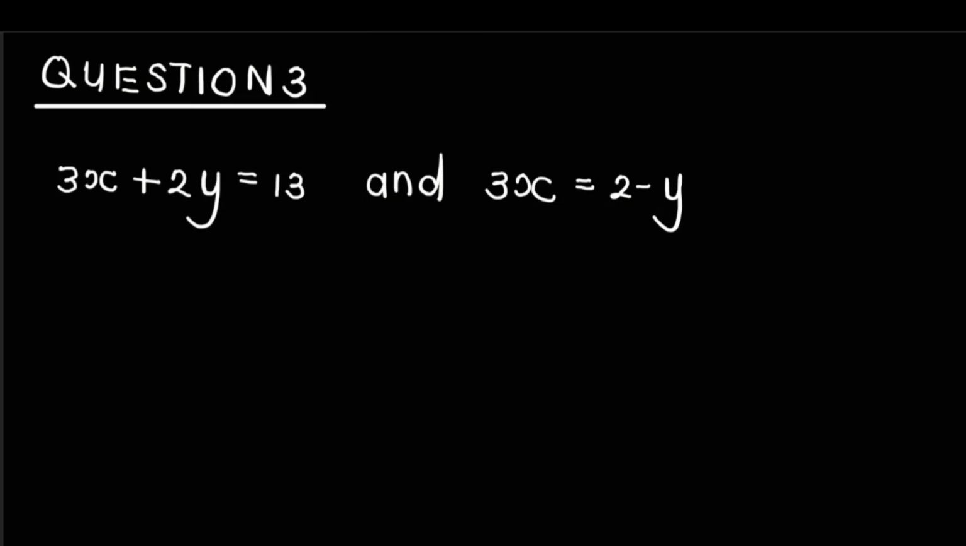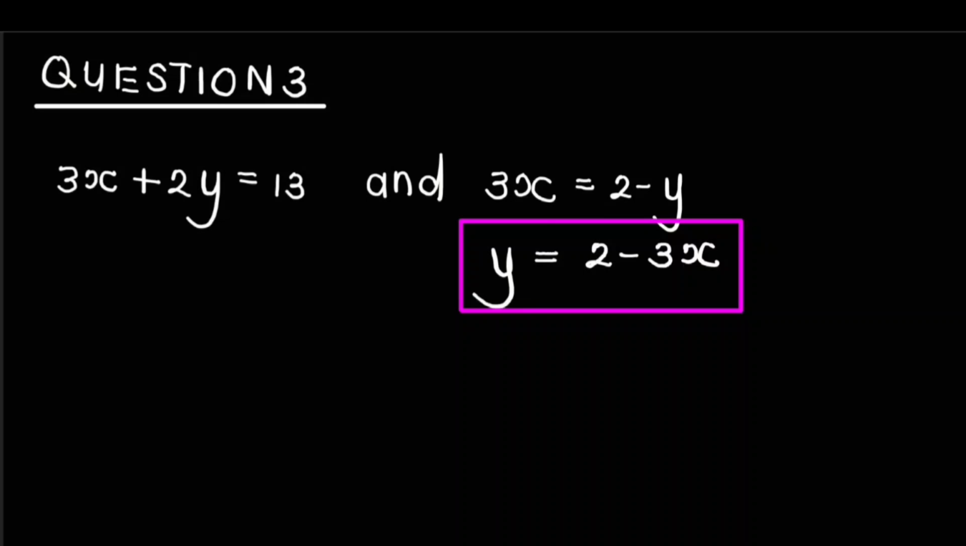Question 3. We've got 3x plus 2y equals 13, and 3x is equal to 2 minus y. Now, if you look at both of these, it's actually easier for you to start off with the second equation. So I'm going to work with that and make y the subject of the formula. So here's how I've done this. I've taken the negative y over to the left to make it positive. I've taken the 3x over to the right, and it becomes negative.